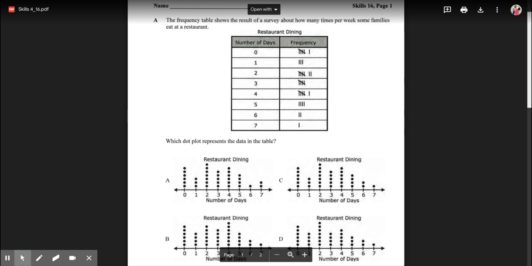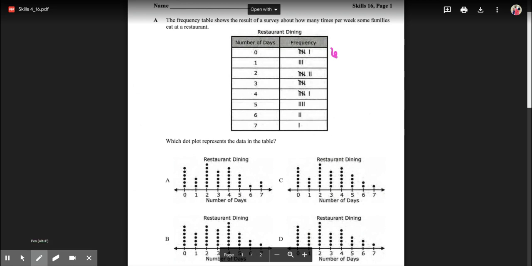So zero number of days a week. That frequency shows the grouping of tally marks and then one by itself. Remember when they show that grouping of tally marks, that's 5. So that's showing 5 and 1. So the number of families that eat out 0 times a week were 6 families.